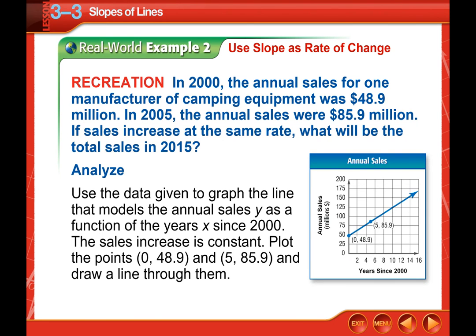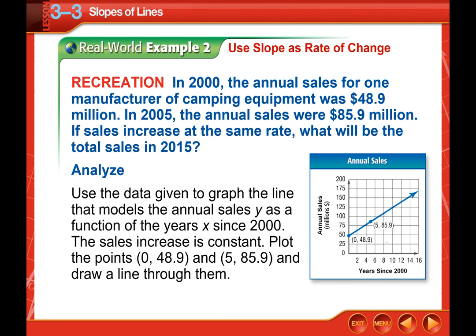Okay. And the first thing that they do is they use this data to create a graph. So they start at year 2000. Okay, and that's where that y-axis begins. They show that at the year 2000, the sales was 48.9, very close to 50 million in the annual sales on our y-axis. Okay, 5 years further on, at 2005, the sales have increased to 85.9.